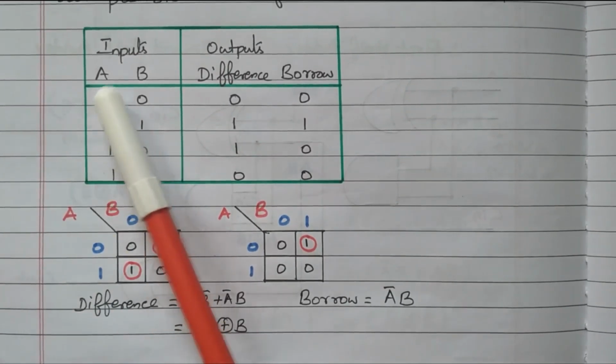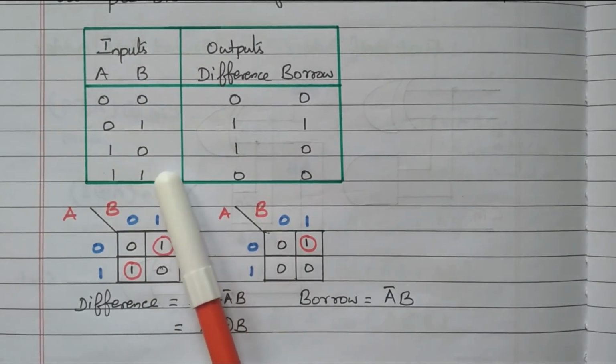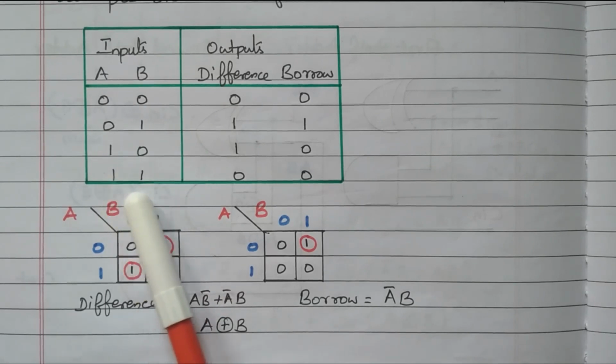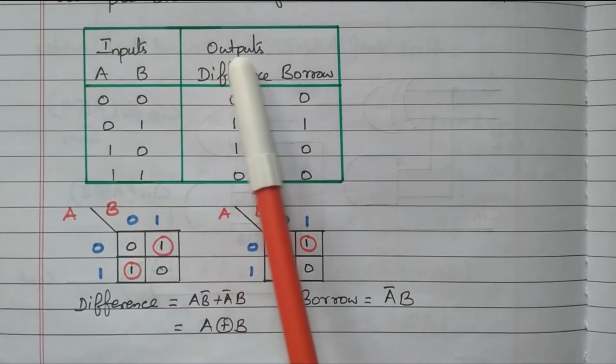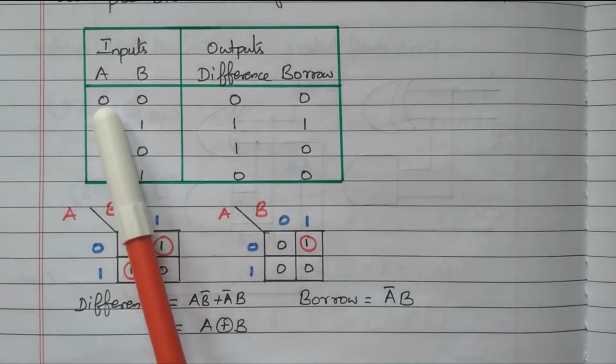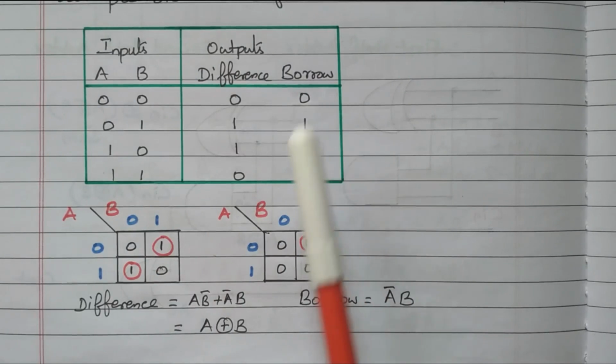So there are 2 inputs A and B. Because of 2 inputs, there are 4 possibilities: 0 0, 0 1, 1 0, 1 1, right? We already discussed how to perform these 4 operations. The outputs are the difference and borrow. 0 minus 0 is very simple. The difference is 0, there is no borrow.